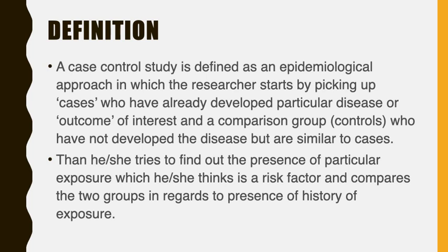So a case control study is an epidemiological approach where the researcher starts by picking up cases. So these are people who have already developed a particular disease or outcome of interest. And then we pick a comparison group who are our controls. And these are the people who have not developed the disease but are similar in almost every way to the case. And then the researcher tries to find out if the presence of a particular exposure can be linked to the outcomes of interest.